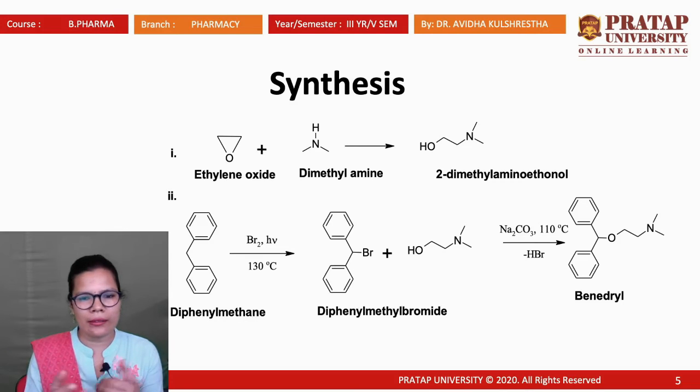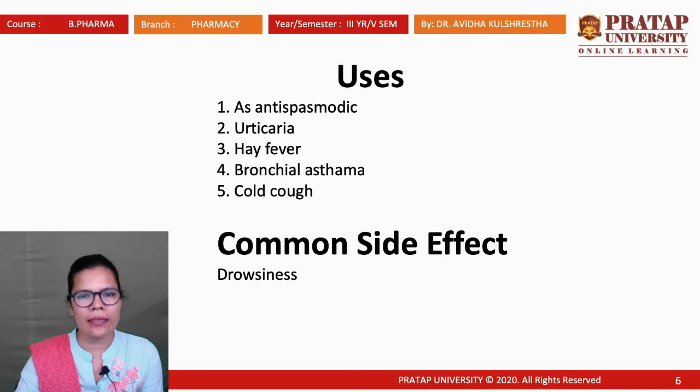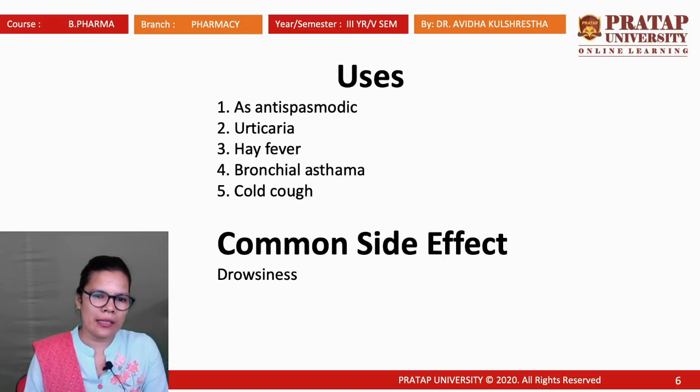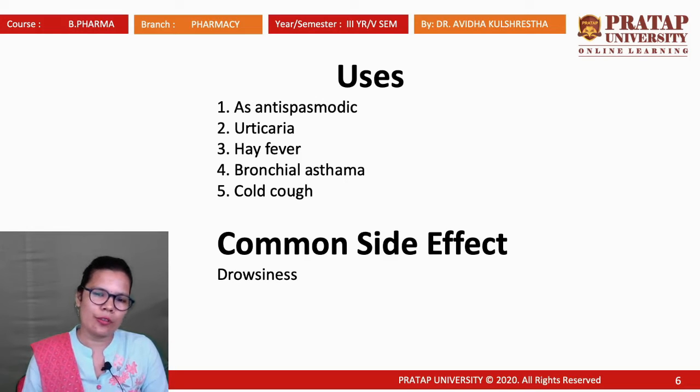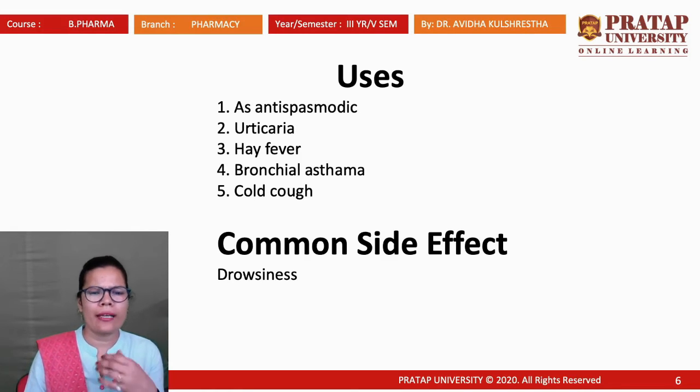Benadryl, as you all know, can act as an antispasmodic agent. Its uses are in urticaria, hay fever, bronchial asthma, and cold and cough. We always use it for cold and cough, so it is always preferred. Hay fever is also a kind of cold fever, with cold, sneezing and a runny nose. Bronchial refers to any kind of lung issues or cold.